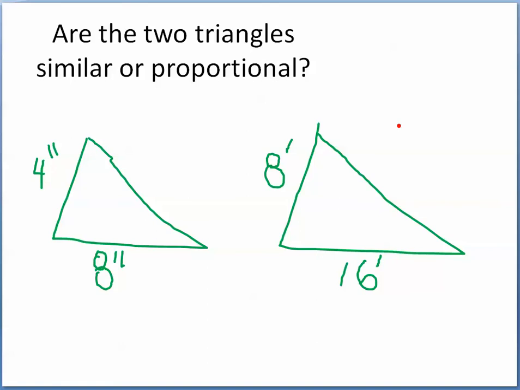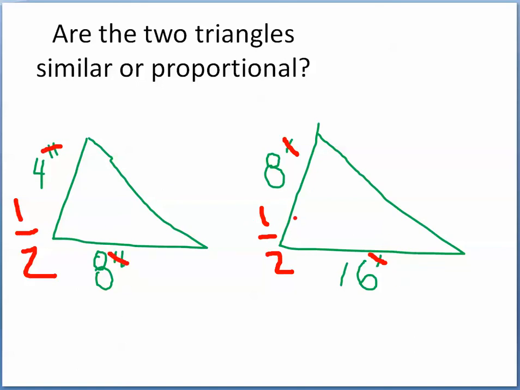Are the two triangles similar or proportional? Well, it looks like they could be. We have 4 inches to 8 inches as 8 feet to 16 feet. So we look at it and think, well, the ratio gives us the same. So we could say that the ratio is 1 to 2, and the ratio over here is 1 to 2, because the feet would cancel with the feet, and the inches would cancel with the inches, and we just have the pure number 1/2 and 1/2.